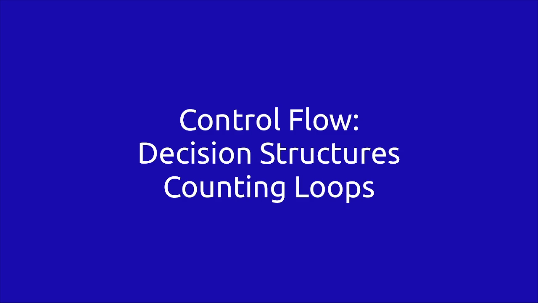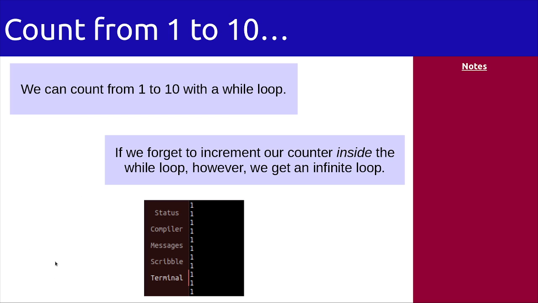Now we'll talk about counting loops. These are loops where instead of having some condition that you keep looping while, you will have some sort of range of numbers that you count between, like 1, 2, 3, 4, or 2, 4, 6, 8, and so on. So we can count from 1 to 10 with a while loop. However, if we happen to forget to increment our counter variable inside of the while loop, it can be very easy to get an infinite loop like this.